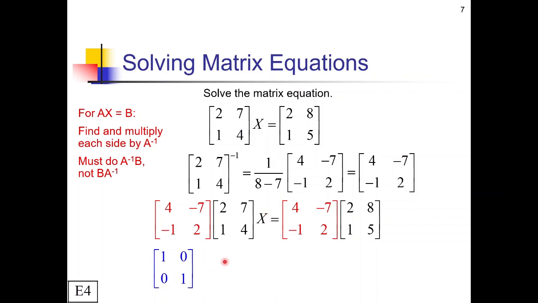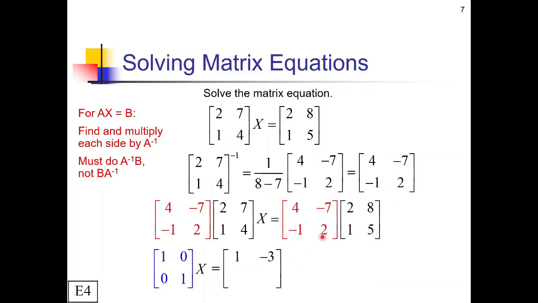We've also got that x hanging around. And what do we have on the right side? So 4 times 2 is 8. -7 times 1 is -7. 4 and -7 again gives us 1. And now we've got 4 times 8 is 32. -7 times 5 is -35. So that's going to add up to -3.